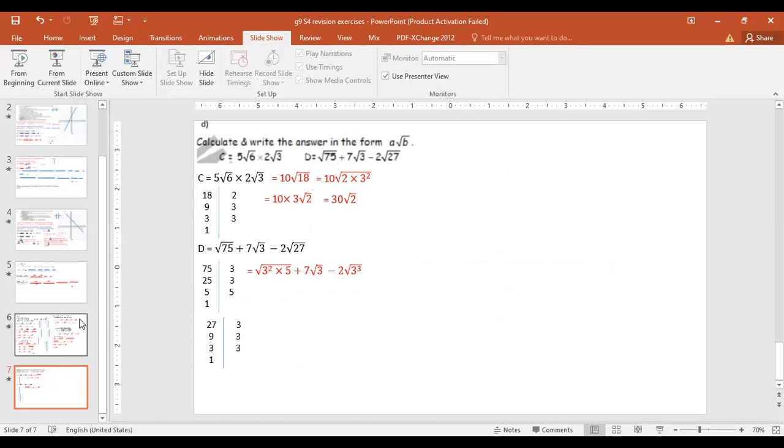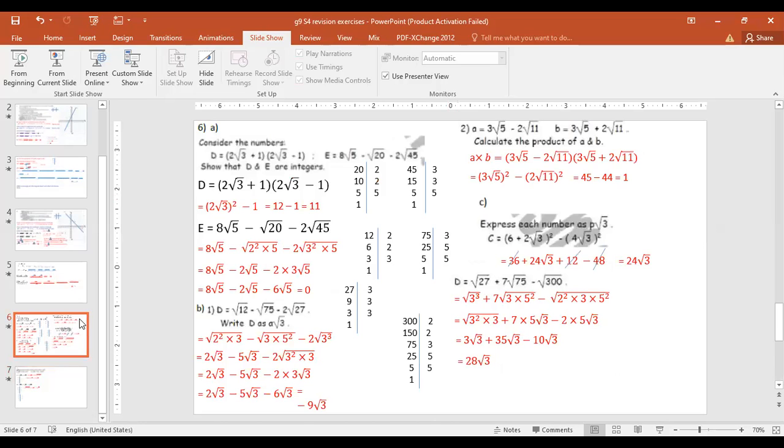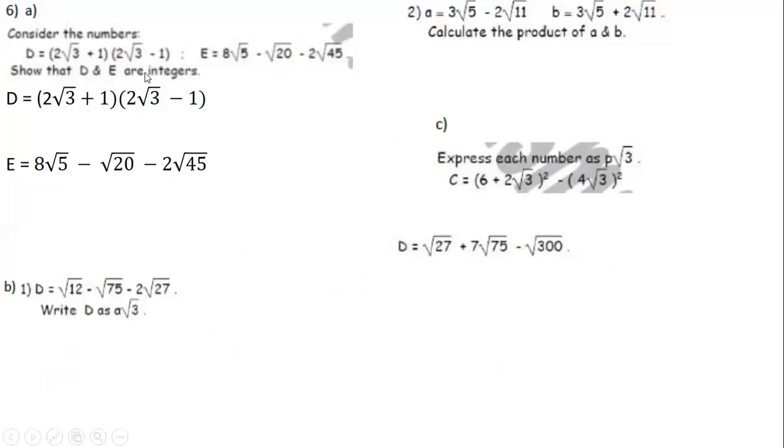So this is exercise number 6. Okay, let's look at exercise number 6. In exercise number 6, we have part A, consider the numbers D equals (2 radical 3 plus 1) into (2 radical 3 minus 1), and E equals 5 radical 5 minus radical 20 minus 2 radical 45. The question is, show that D and E are integers.